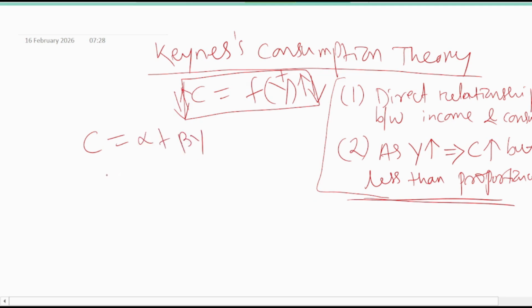Here, as I already explained, C is the consumption or the dependent variable, alpha is the intercept term, beta is the slope coefficient, and Y is the disposable income. Here alpha means the intercept, also called autonomous consumption.